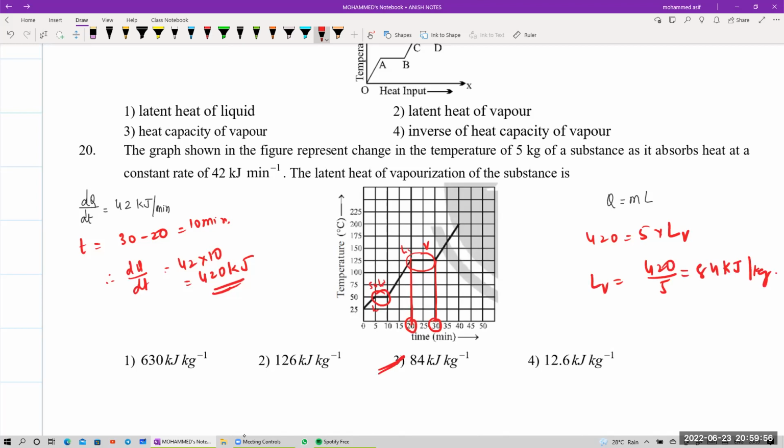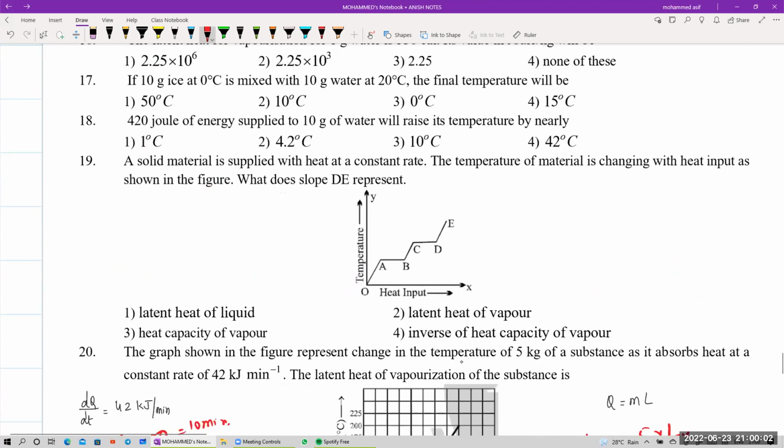Clear vachinda? Also check another question in this. You try to give me the answer for this graph. A solid metal is supplied with heat at a constant rate. The temperature of the metal is changing with the heat input as shown in the figure. What does the slope dE represent? Very good question. Latent heat of vaporization.